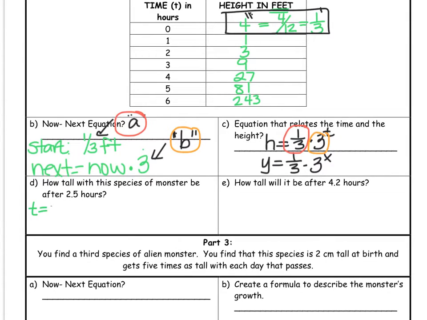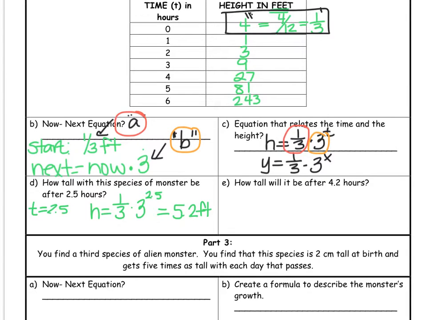So if our time is 2.5, we want to know the height of the monster. It started out at 1/3 feet. It's tripling every hour, and we want to know what it is for 2.5 hours. And if we multiply that out, this monster after 2.5 hours will be 5.2 feet tall.